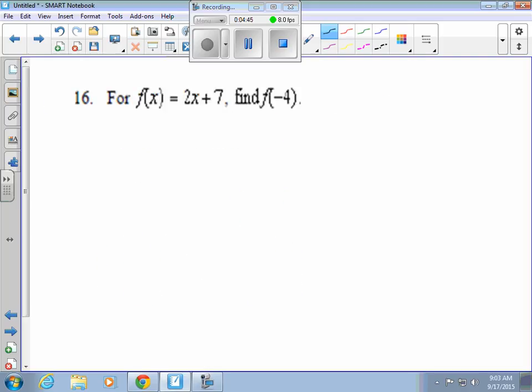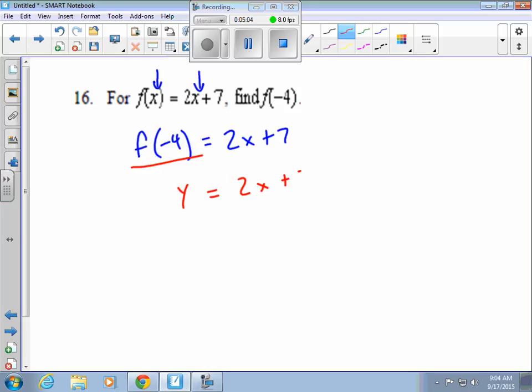f of x, that's how you read that. Remember, f of x equals 2x plus 7. Find f of -4. So all we're going to do is in place of x, we're going to plug in -4. So f of -4 is equal to 2x plus 7. If you have to, rewrite this part right here as y equals 2x plus 7, where you don't try to undo that f times negative 4. Some students do that.